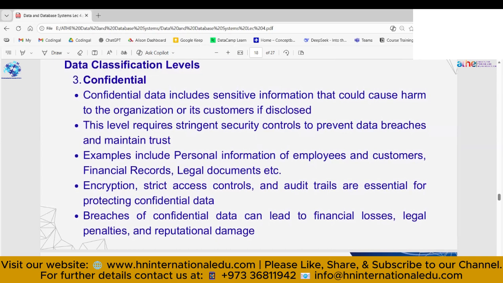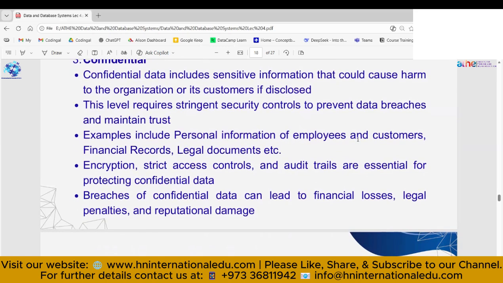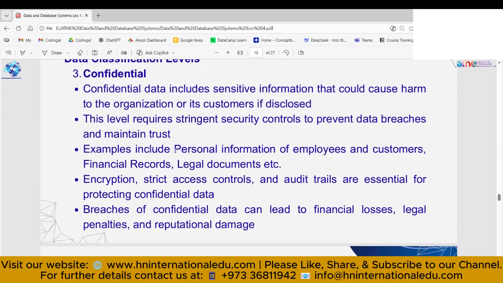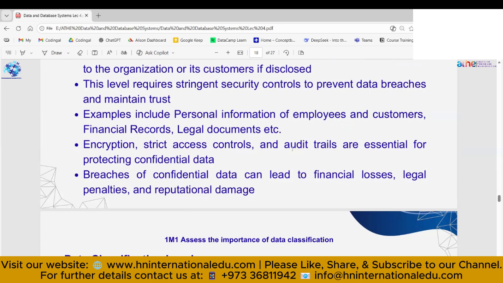Okay, so this level requires stringent security controls to prevent data breaches and maintain trust. And examples include personal information of employees, right? If any employee is working in a company or organization, their data is confidential. Obviously, it's an internal kind of data, but not all of the employees will have the personal information of other employees. So it comes in confidential, and customers' financial records, legal documents of the company, for example. Okay. Encryption, strict access controls, and audit trails are essential for protecting this data, and breaches of confidential data can lead to financial losses, legal penalties, and reputational damage.